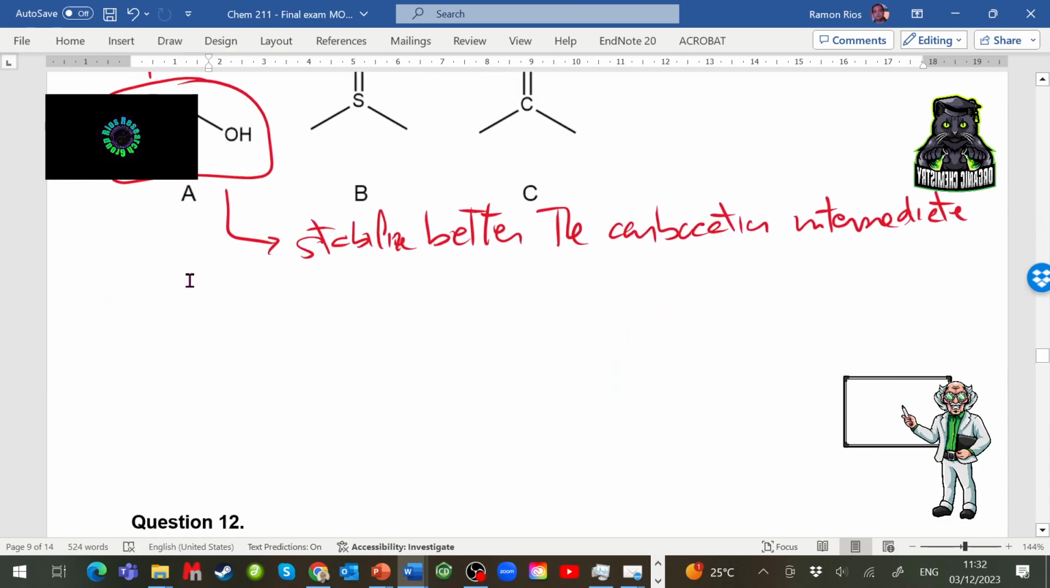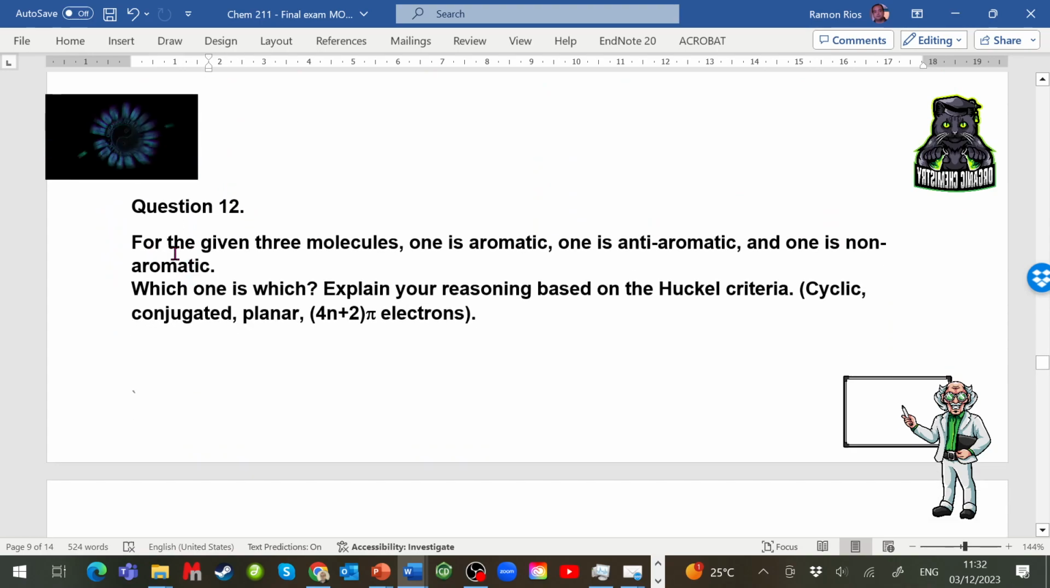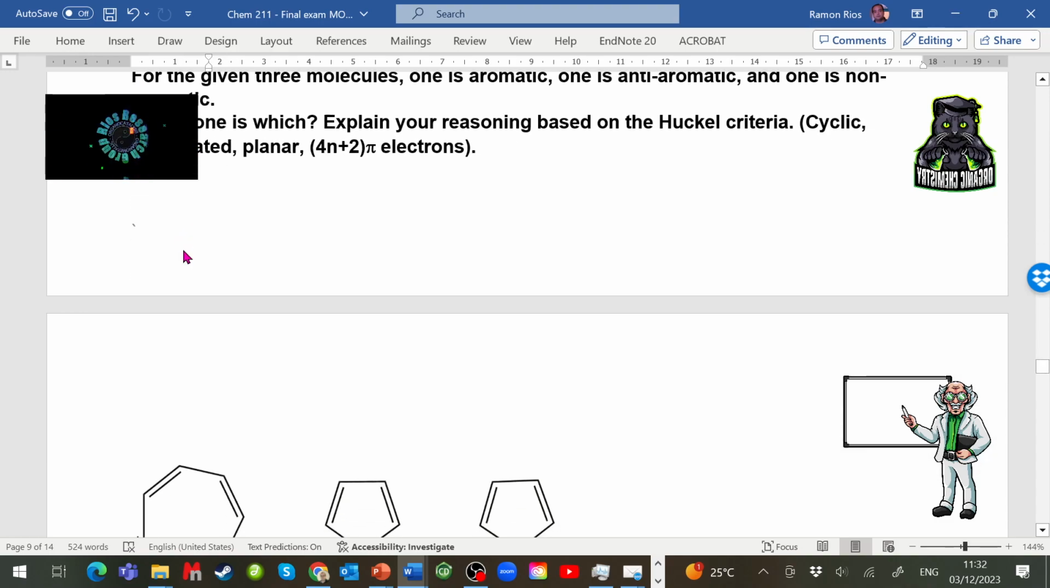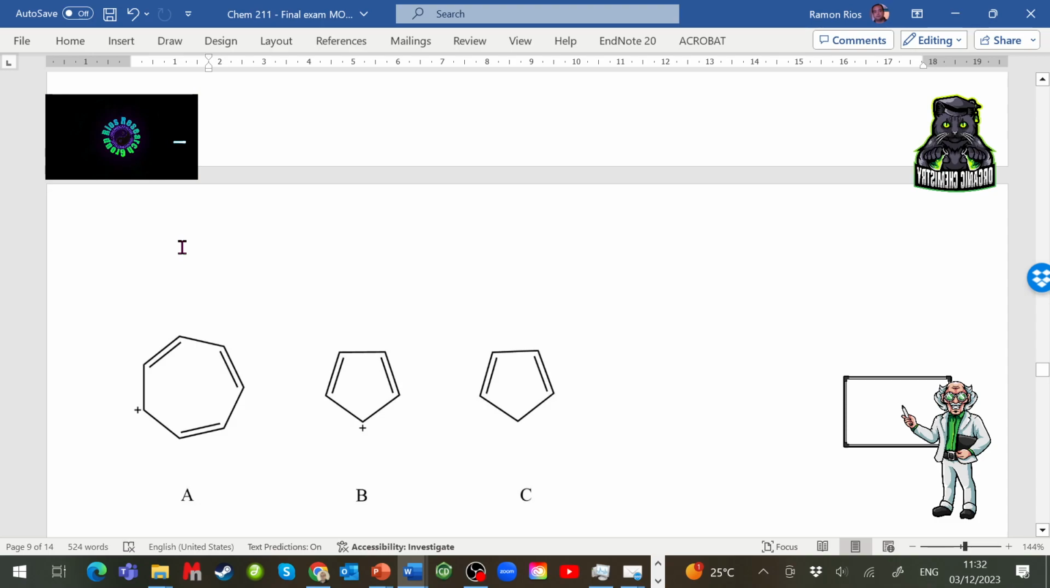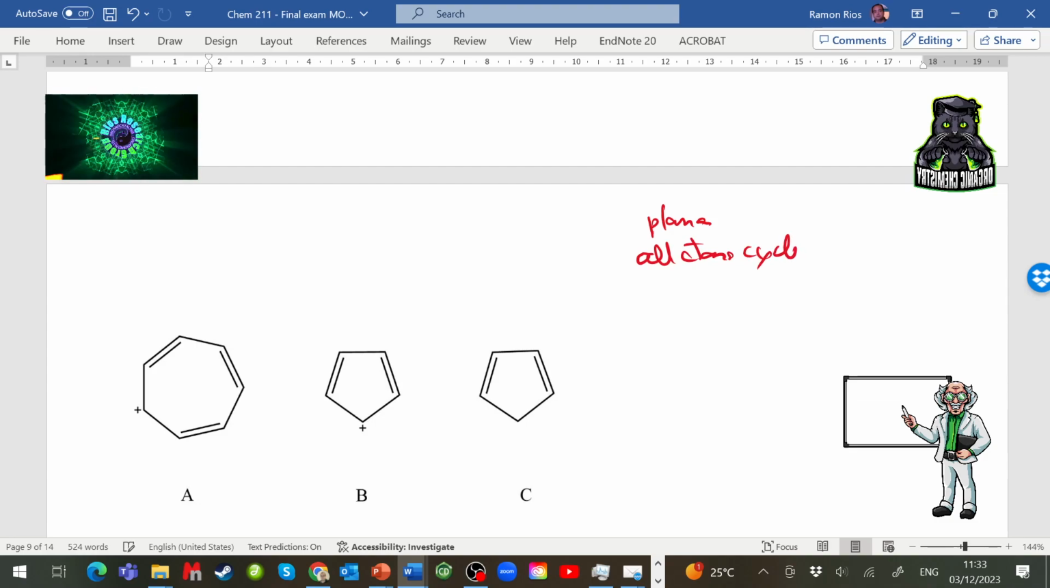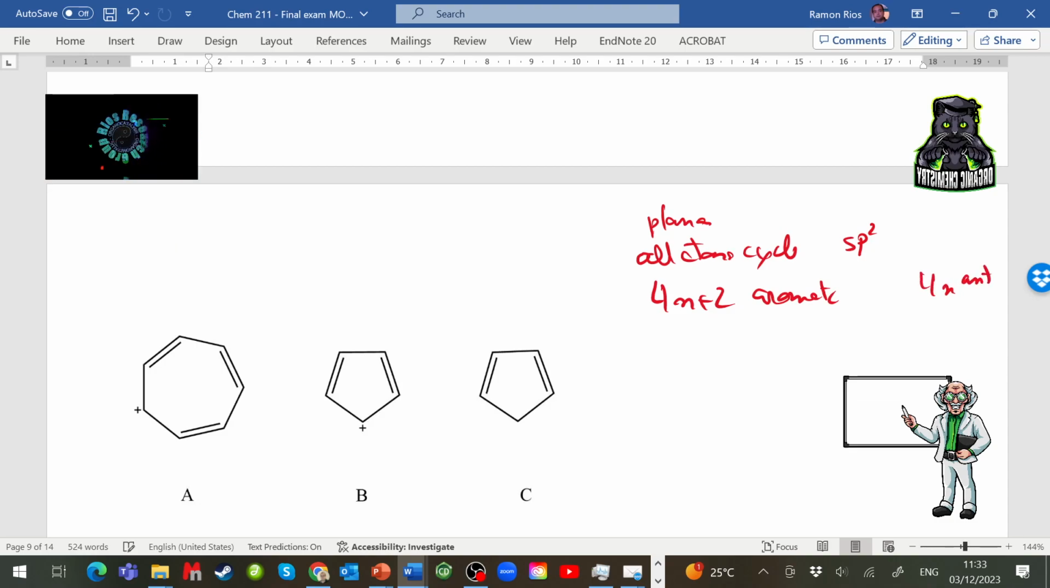Good. Then we go for the next question. Question 12. Of the given three molecules, which is aromatic, antiaromatic, and non-aromatic? We have to apply Hückel's rules. Remember, Hückel's rules: the molecule must be planar, all atoms of the cycle must be sp2 or have a p orbital, and then if it follows 4n plus 2 electrons, it is aromatic. If it follows 4n, it is antiaromatic.